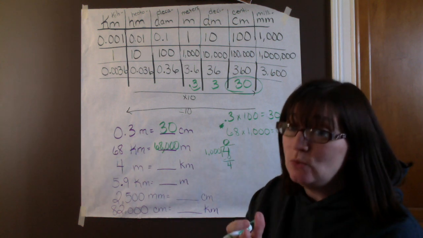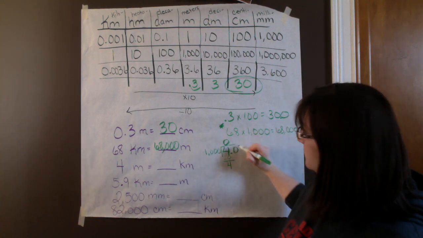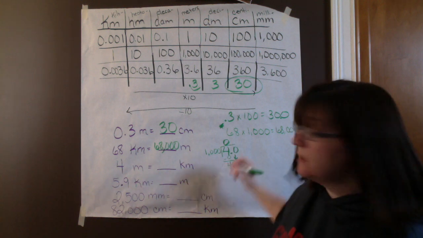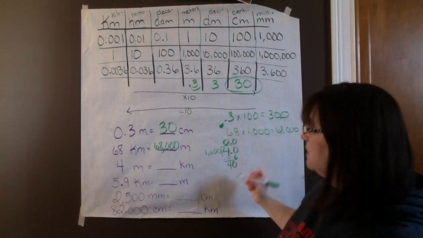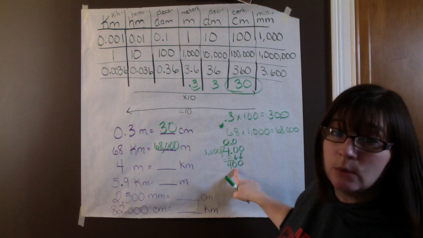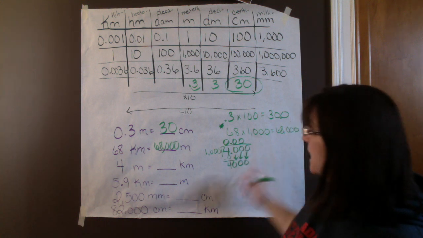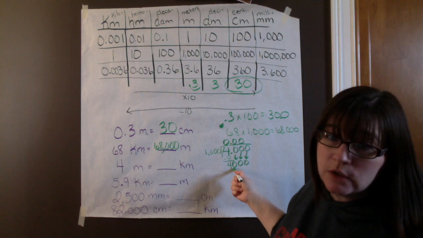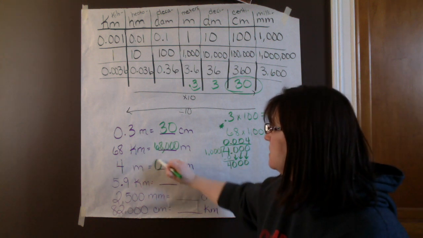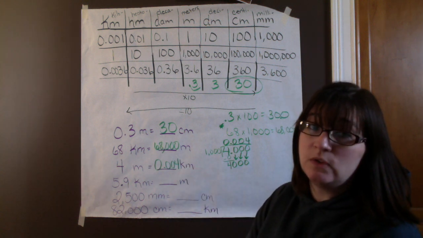Now remember, I'm doing decimals. I can't have a remainder. So I do a decimal and a 0, bring it down. 1,000 won't go into 40. So it's a 0. Attach another 0. Bring it down. 1,000 still will not go into 400. So I need another 0. Bring it down. This time 1,000 will go into 4,000. 1,000 times 4 makes 4,000. So this would be 4 thousandths.